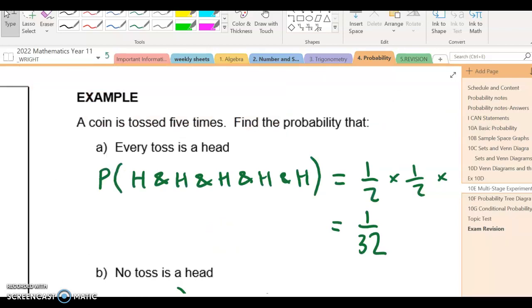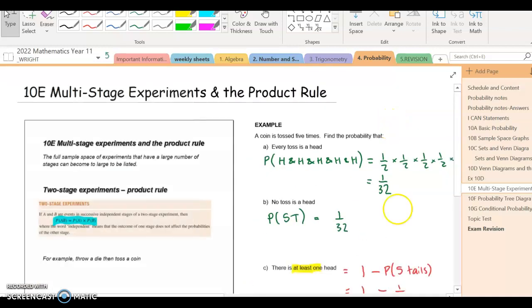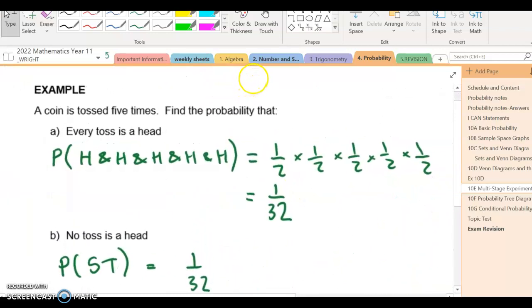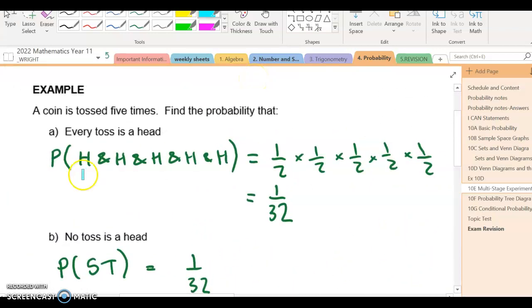A coin is tossed 5 times. We want to find the probability that every toss is a head. Now we could draw a tree diagram for that, and that would be a rather large tree diagram, but if we think of it as the probability of getting a head, a head, a head, a head, a head, so 5 heads thrown in a row.